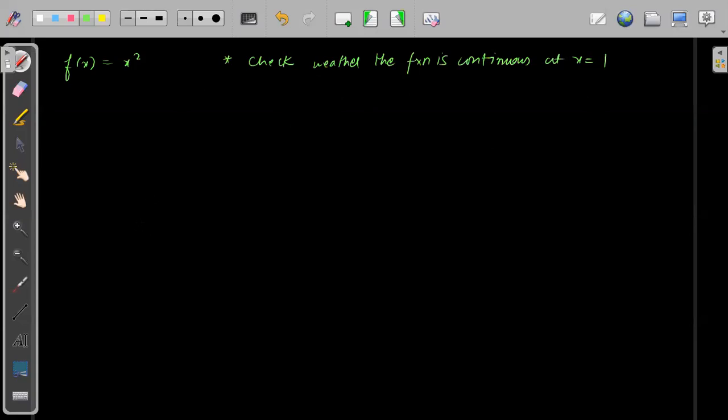Lakshmi, why you are saying no? Why you are saying it is not continuous? Lakshmi Ram, why it is not continuous, bache?